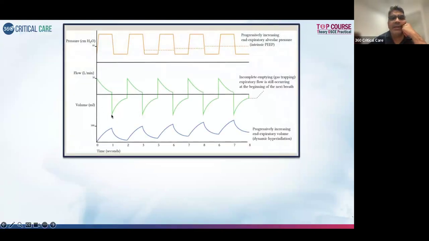Again, this is air trapping or dynamic hyperinflation. You can see these types of changes where your volume time scalar will have a progressive upward trend, because of the retention of the volume it will keep on increasing from the baseline, and that distance will also increase gradually. So there is a ramping up of the volume time scalar that you get in an auto PEEP situation. Similarly, in the pressure time, you can see the baseline of the pressure gradually goes up.